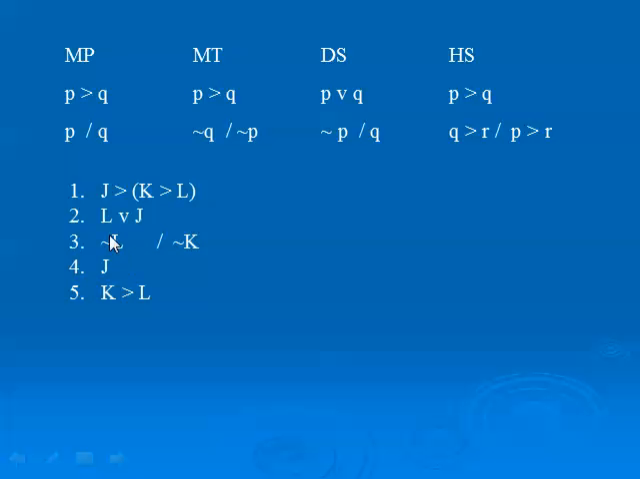Namely, we have a negative consequent that's going to yield a negative antecedent. So tilde K follows. And the justifications for this have been 2 and 3 was a disjunctive syllogism, 1 and 4 made a modus ponens, and 5 and 3 made a modus tollens.